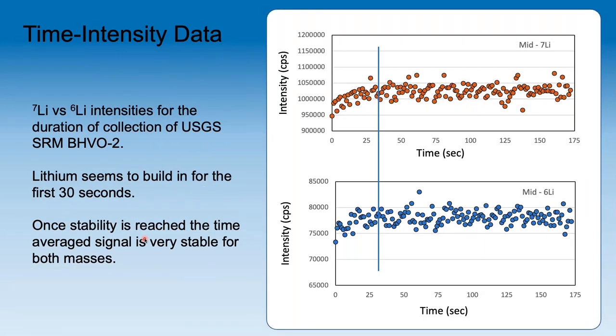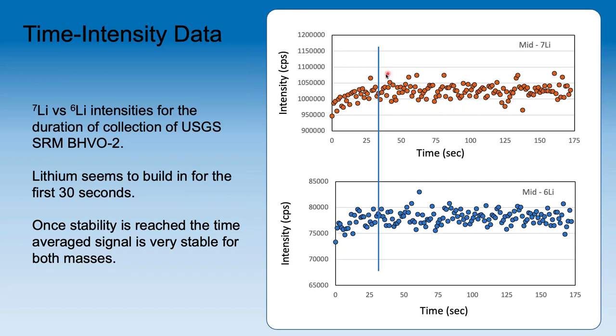So here are our results, and here's that initial result. This is the lithium 7 versus lithium 6. For the first 30 seconds or so, we get this ingrowth, this build in, and then everything is relatively stable thereafter. This represents this entire range in 7. By the way, mass 7 is always in orange, mass 6 is always in blue. We're talking about roughly a 5% variation with a couple of outliers here and there. Every now and then you get something else, but for the most part, it's about a 5% variation.